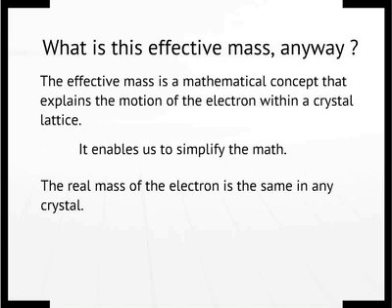Yes? It's also like a representation of the inertia needed to move it? Yes. That's a way to think about it. So you have a potential which is preventing the electron from moving. So it's an inertia from it not being able to move. The real mass of the electron is the same in any crystal, the actual mass. Okay? And one can always relate the actual mass to the effective mass, as we will see later on.